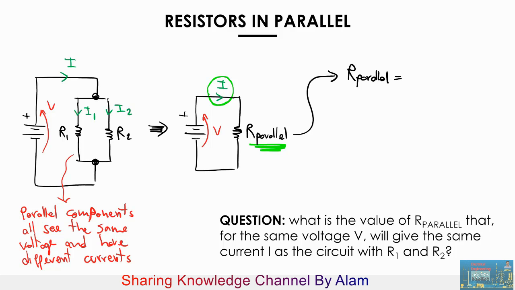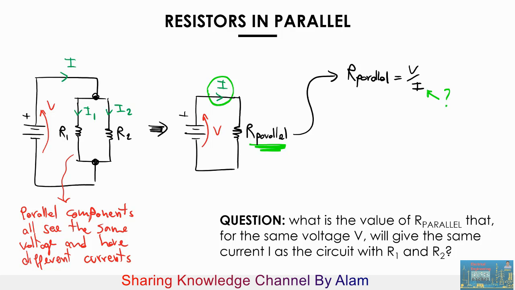R parallel is equal to V divided by I. So V is kind of like an input because it is defined by a battery. We don't know what the value is, but it's a certain number. I is really the unknown here, right? Because the I really depends on the resistors R1, R2, and so on.